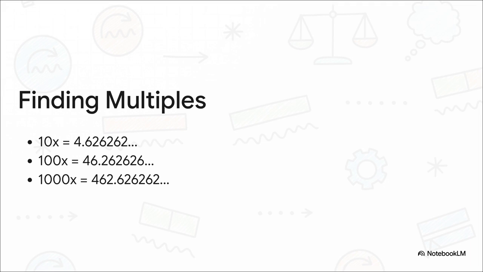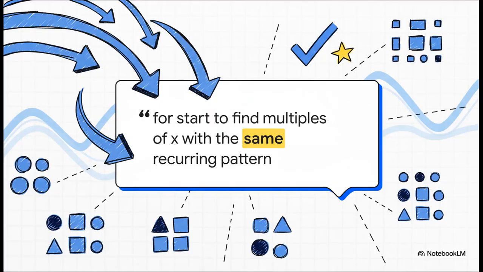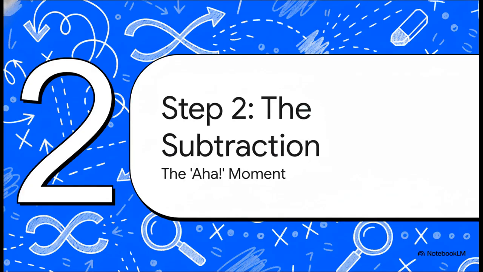Next up, we start creating multiples of our x. We multiply it by 10, then by 100, then by 1,000. And as we do this, pay attention to what happens after the decimal point. Our goal here is to find two of these new equations where the repeating part is exactly the same. And get this, according to the actual mark scheme, just by finding these multiples and showing you know what you're looking for, you've already earned your first method mark, or M1. Simple as that.